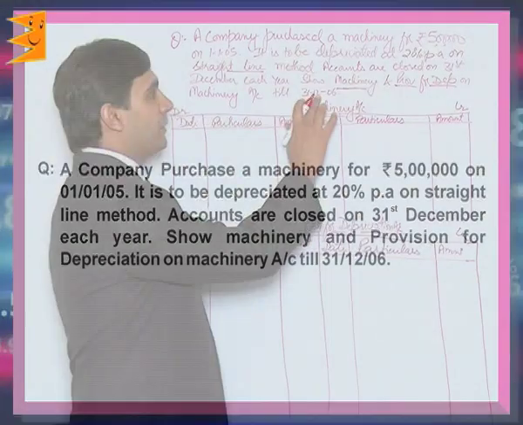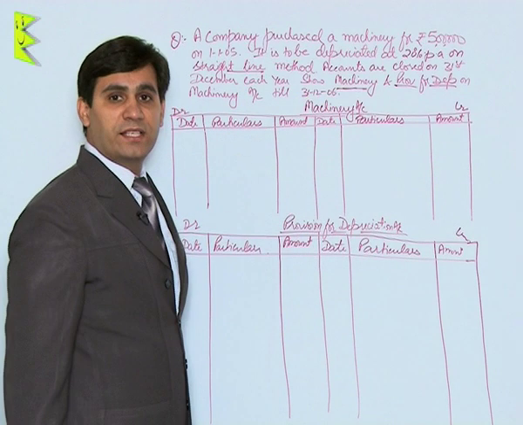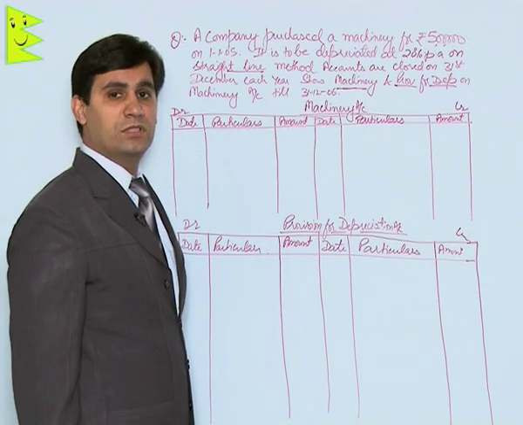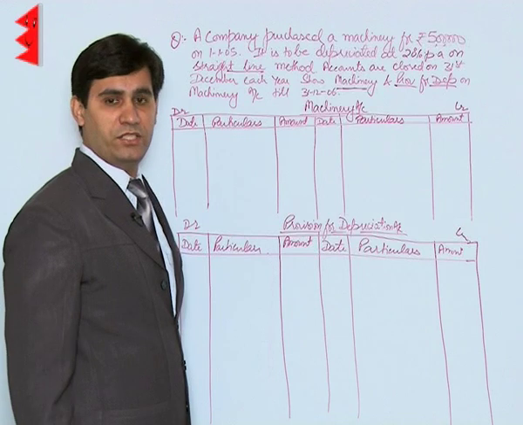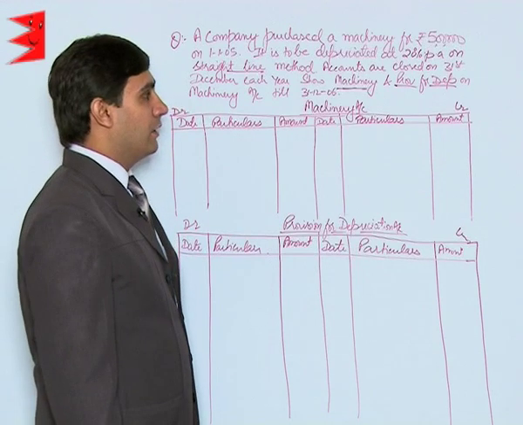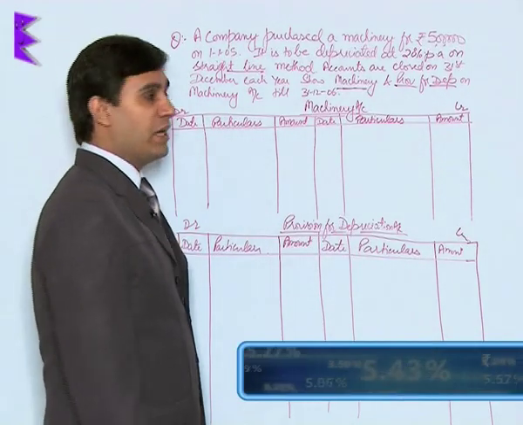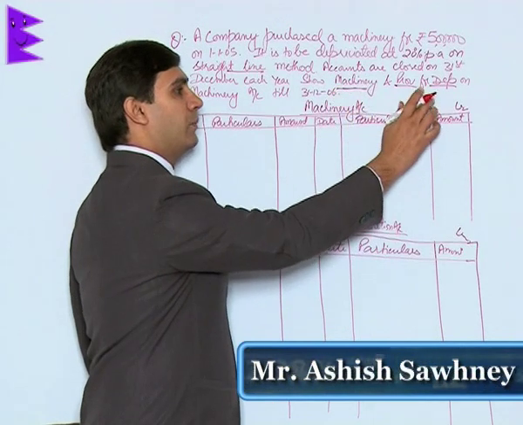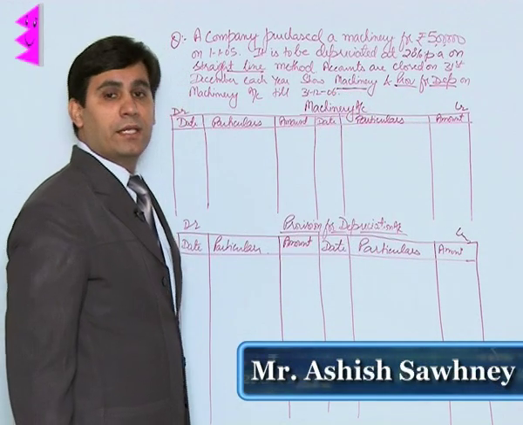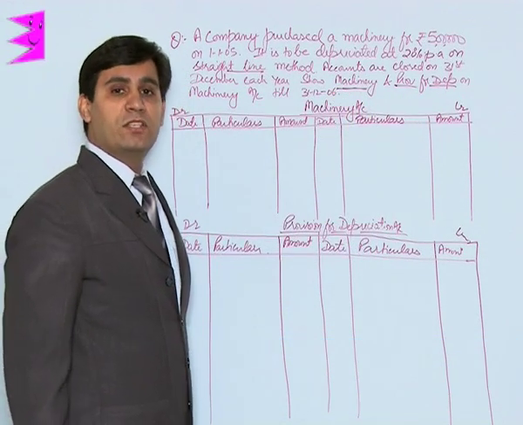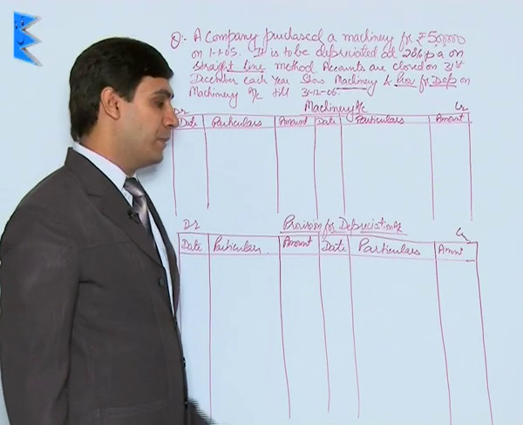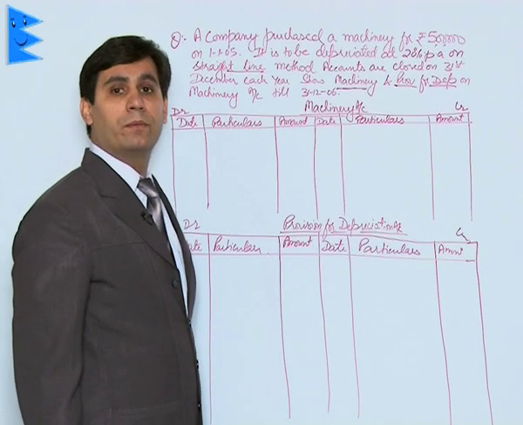Since the date is given to be 31st December 2006, it would be assumed that the accounts are closed on 31st December each year. And a point to note here is that we are required to show machinery and provision for depreciation. That means the depreciation would now be recorded as per provision for depreciation account method.